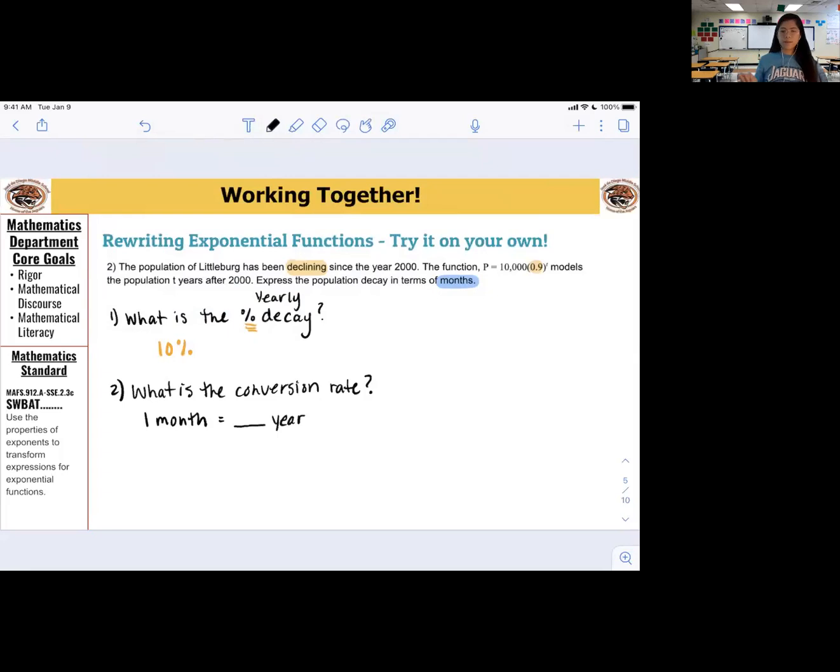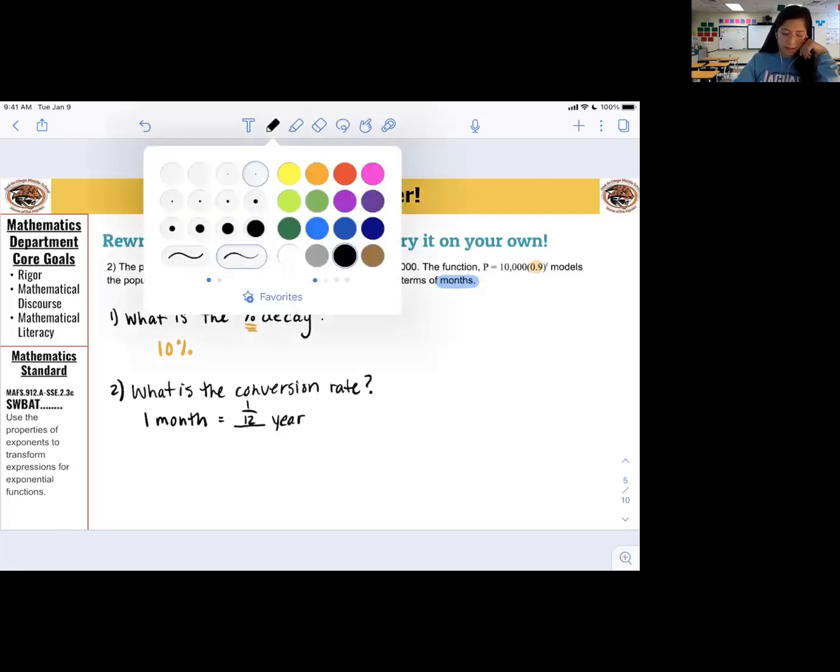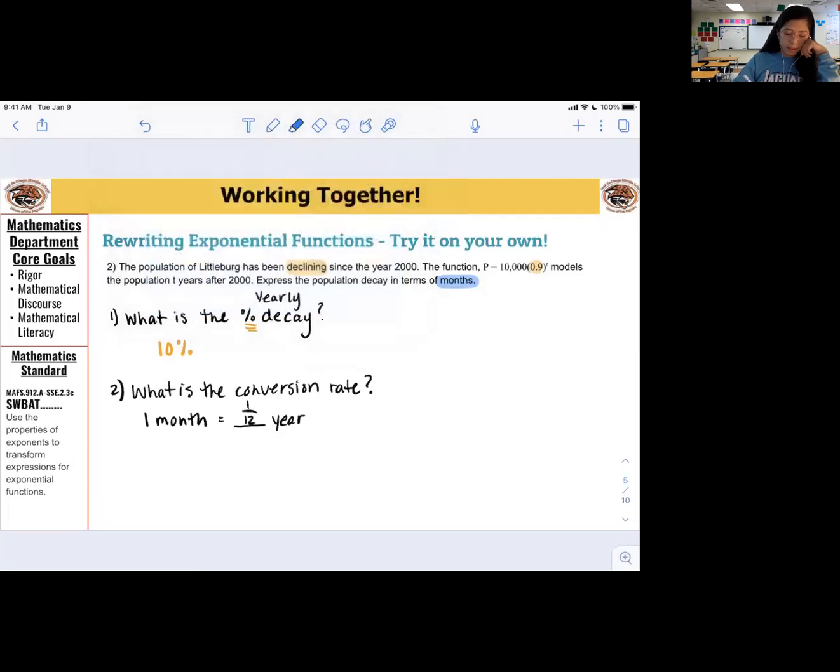Okay, now you guys let me know. 1 month is how much of a year? 1/12. 1 over 12. It's one slice out of 12 slices that make up 1 year. So that's my conversion rate. That's the number that I will be plugging into my function. 1 over 12.